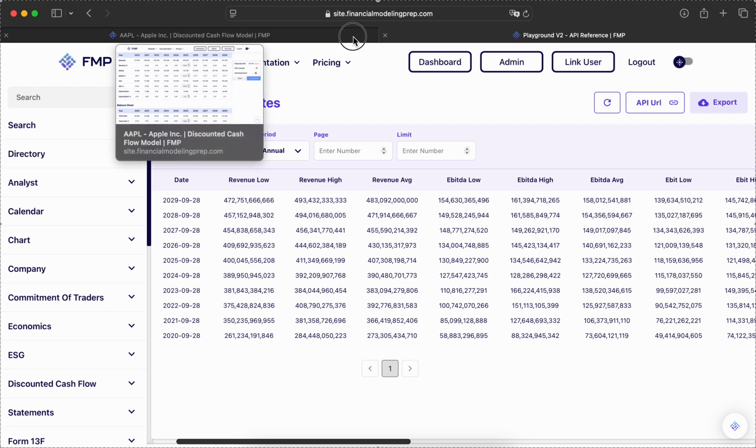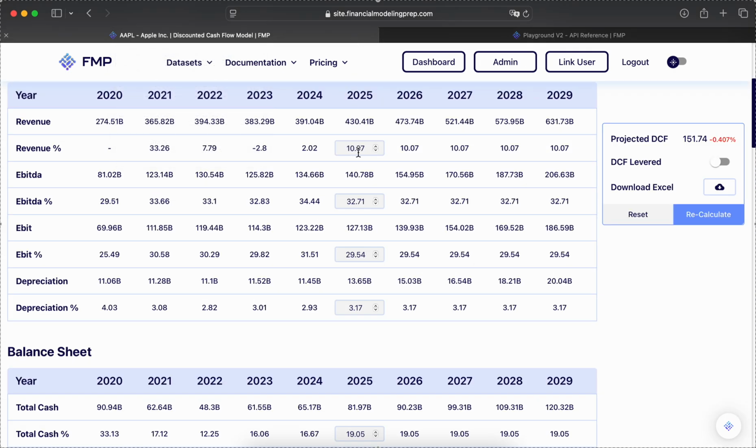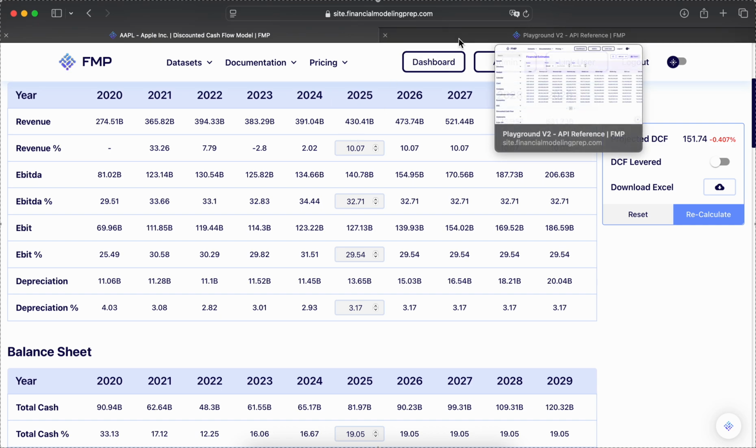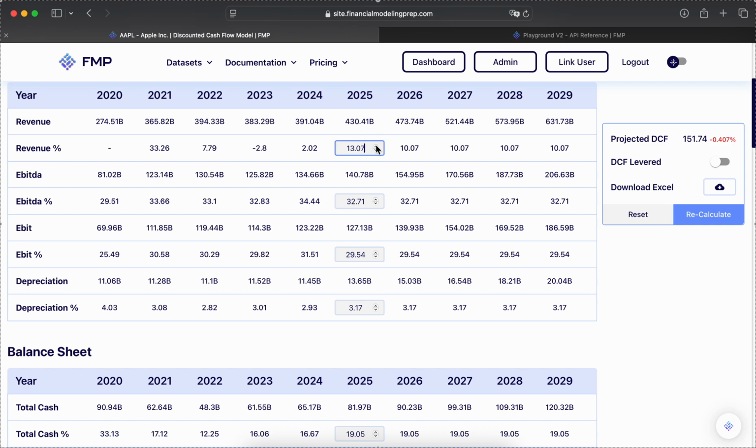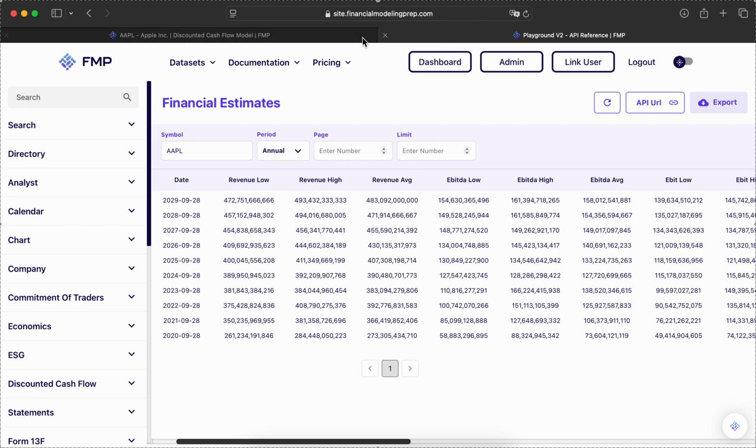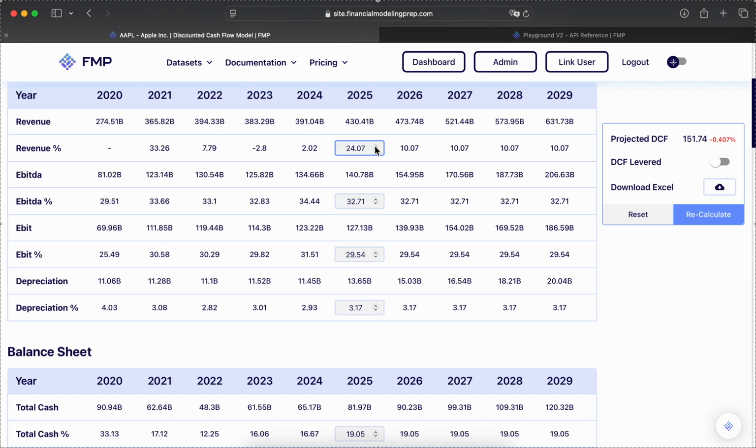This is your estimation, but of course you can make it lower if you want to. So we have here 430 revenue expectation, and you can change it to 483. Let's say that you expect that in the next year Apple will show 483 billion of revenue. So you can change this number over here. This is the percentage. You change the percentage, and then you hit the recalculate button over here.